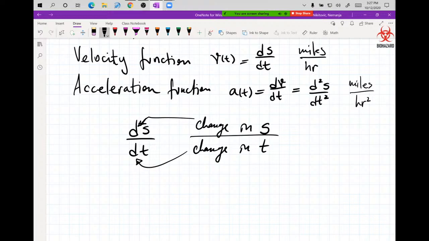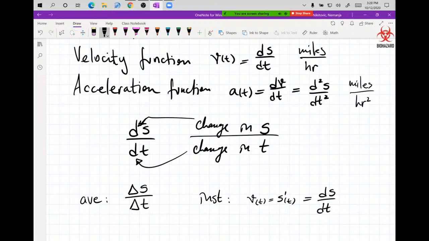So the notations are, for the average, you can say change in s divided by change in time, and for the instantaneous, which is your derivative, the velocity in time is the first derivative of s in time, which is ds/dt. So you see the two notations, and this triangle here is actually delta.